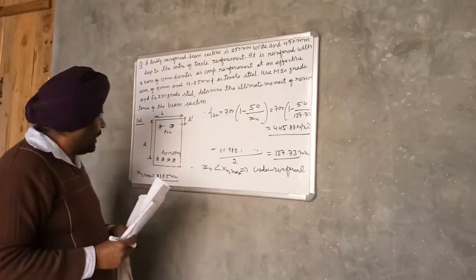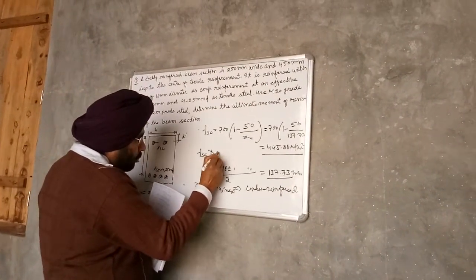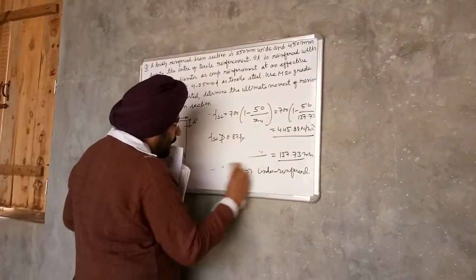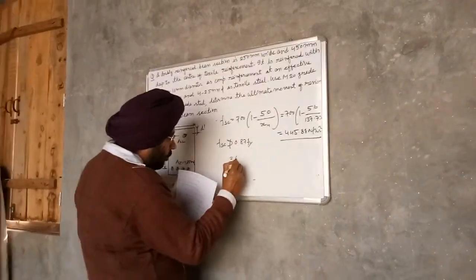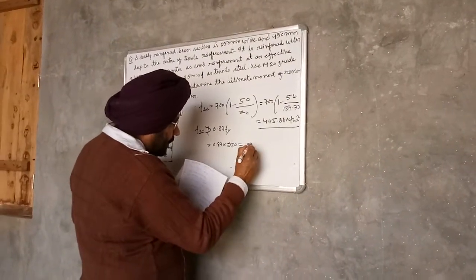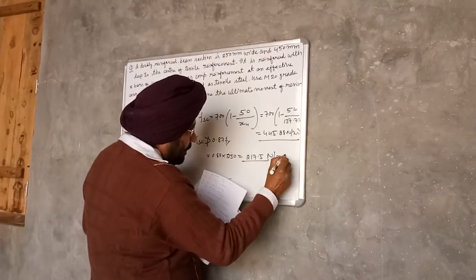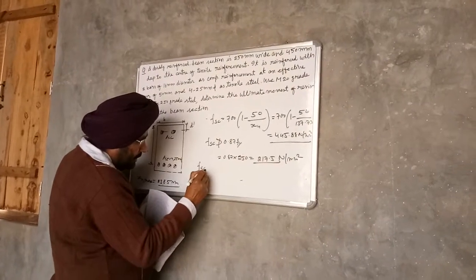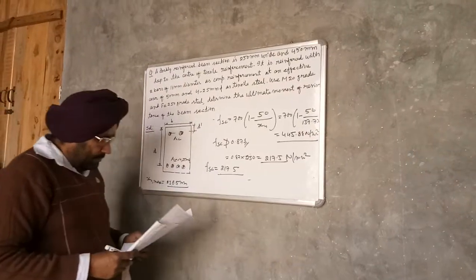This is the value of FSC calculated from this equation. But for mild steel, Fe250 grade steel, FSC should not be more than 0.87 Fy, that is 0.87 into 250, which is 217.5 Newton per square millimeter. So we will consider the value of FSC as this much. The stress in compression steel is 217.5.